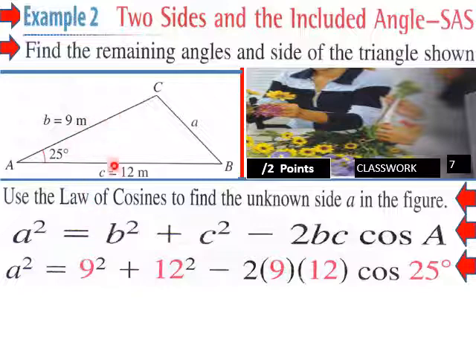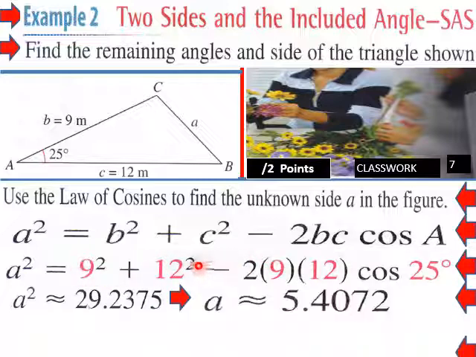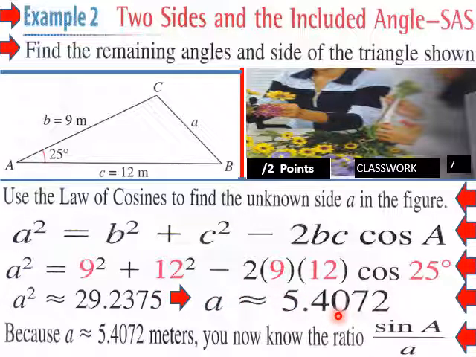And then we plug in from our figure up here, and we get this expression to solve for A. Then A squared will equal 29.2375 from this amount over here. And then when you take the square root of both sides, you have 5.4072. And because A equals 5.4072 meters, you know the ratio sine A over A.